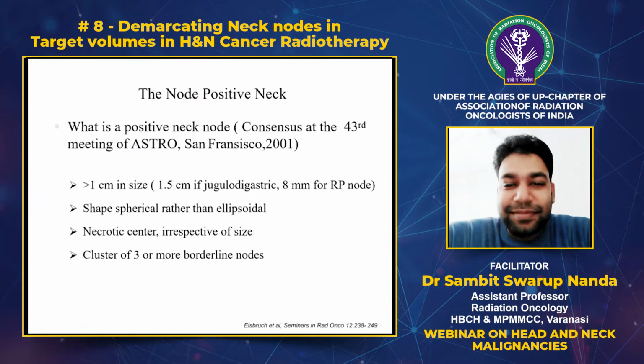In 2001, just around the time when the Clifford Chow paper came and the Grégoire paper came, at the Stroke meeting, a consensus was reached that any cervical lymph node more than 1 centimeter in size is to be taken as malignant, with 1.5 centimeter being the cutoff for jugulodigastric and 8 mm for the retropharyngeal group of lymph nodes. Ideal shape is usually spherical, a necrotic center irrespective of the size, and a cluster of 3 or more borderline nodes are to be taken into consideration.